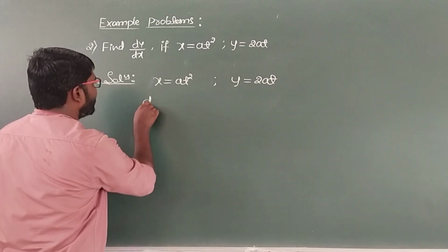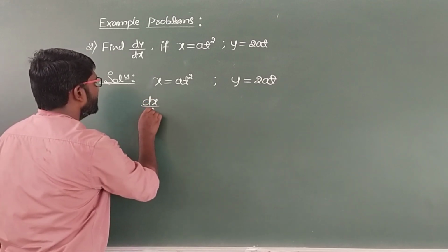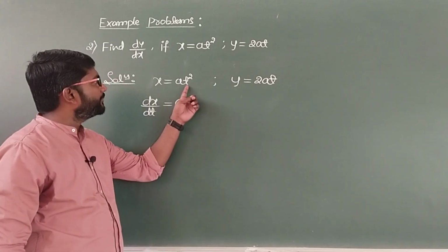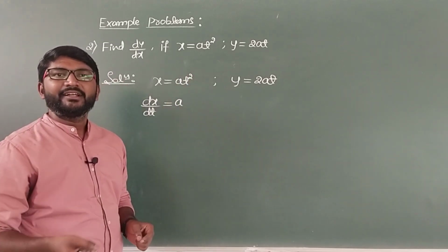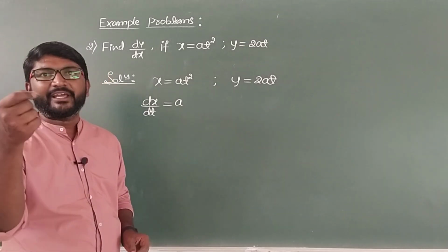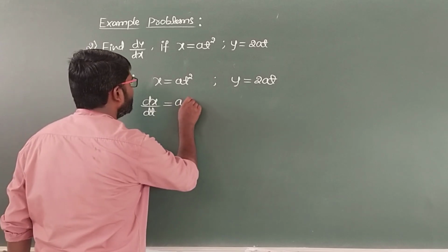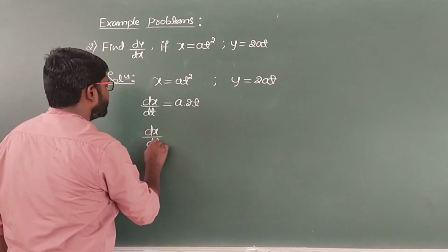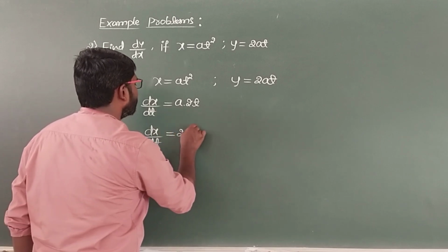We get dx by dt, this is equal to, a is a constant, we should write it as it is. Derivative of t square is 2t. Derivative of x square is 2x, similarly derivative of t square is 2 times t. So a into 2t, so dx by dt is equal to 2at.